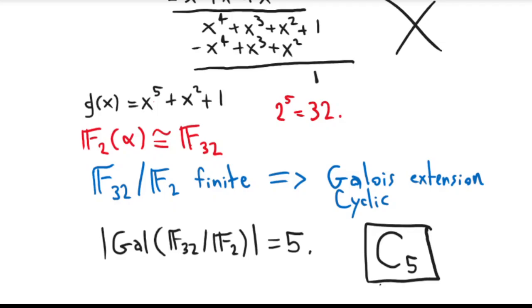This is reasoning that you can use for finite fields. It always works if you start with a polynomial that's irreducible, and if you're able to show that it's irreducible, because then you can use the same reasoning that we used here to argue that the extension is a Galois extension, and so therefore it's automatically cyclic, with order equal to the degree of the extension.